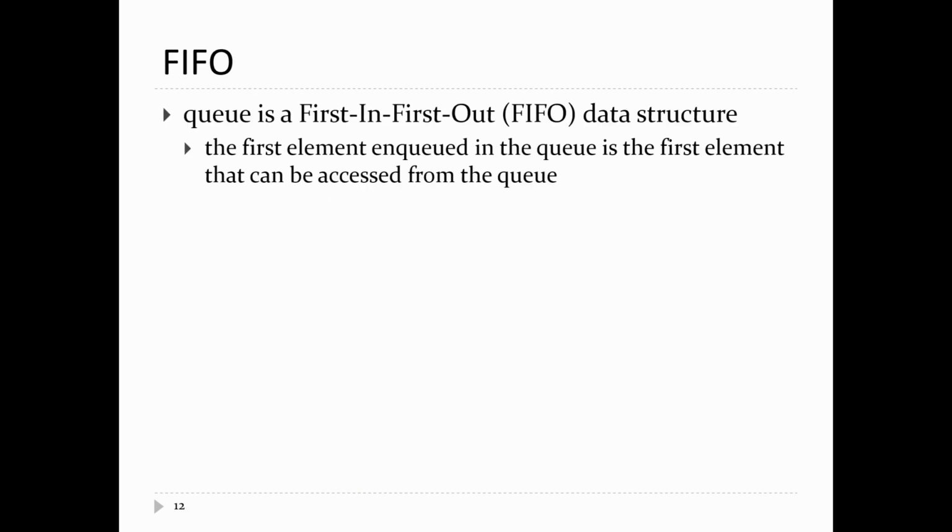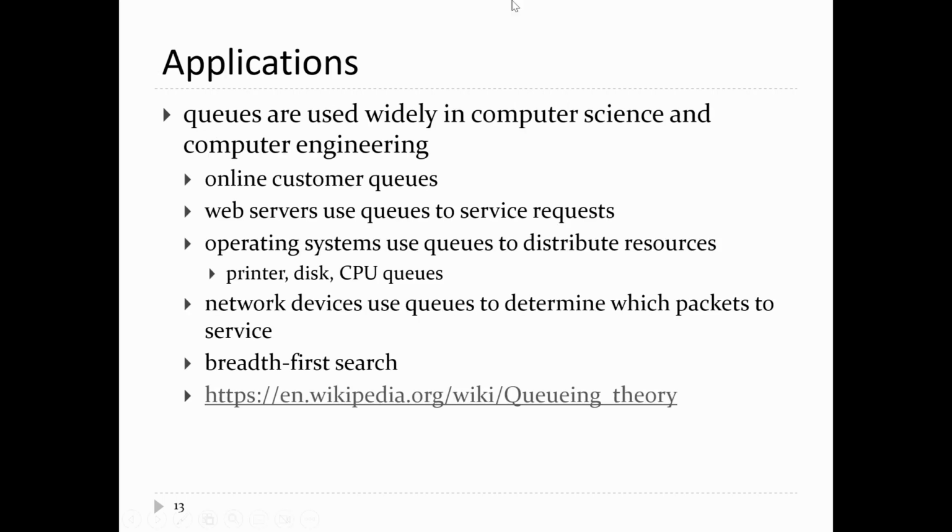So notice that a queue is a first in, first out data structure. The first element that gets into the queue is the first element that comes out. A stack is a last in, first out. The last element that you add to the stack is the first element that comes out. Queues turn out to be very useful in algorithms when implementing other algorithms. They're also useful in real life.